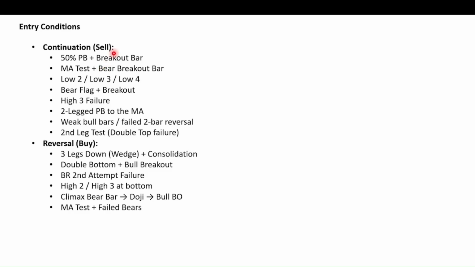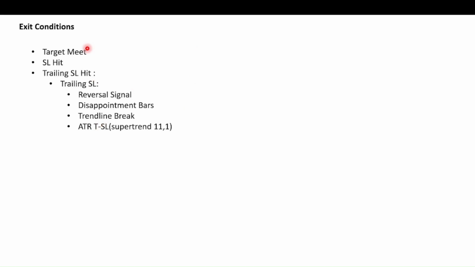The rule is the chart has to meet at least 2 or more of these conditions for you to enter a continuation setup, and at least 2 or more of these conditions for you to enter the reversal setup. It's okay. I'm not going through these now, because as I take you through each day's chart and entry conditions, you will get the idea of what these mean. And next, exit conditions.